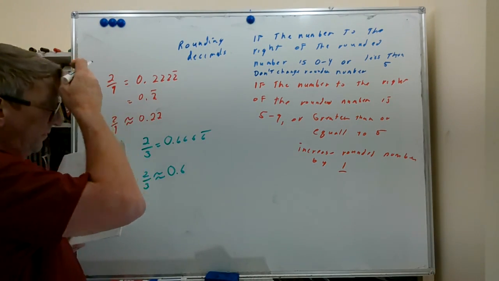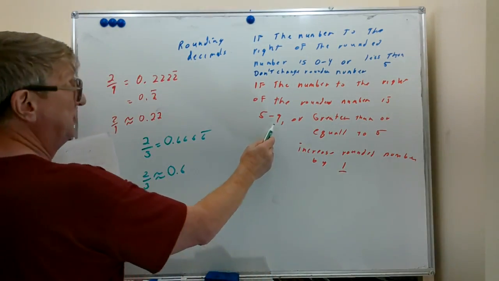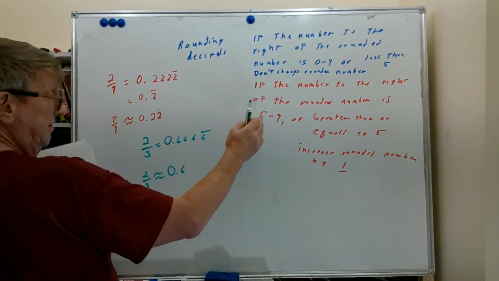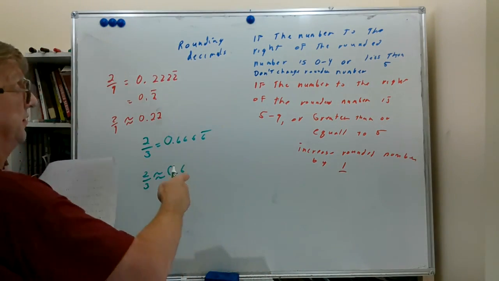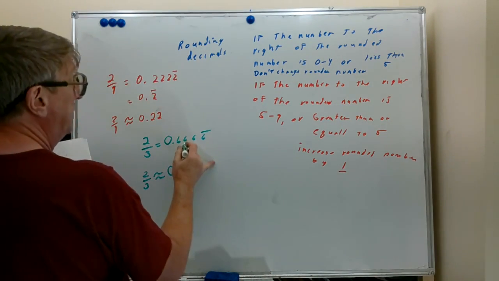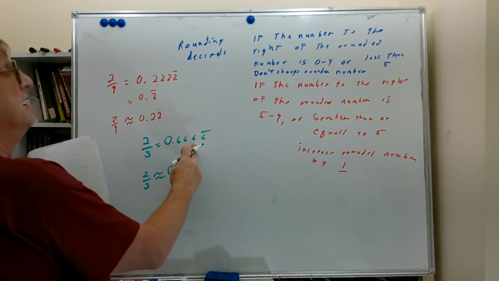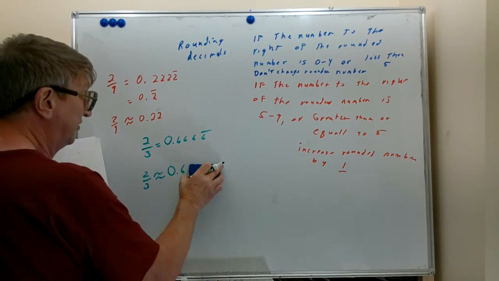It's a 6. If the number to the right of the rounded number is 5 through 9, or greater or equal to 5, well 6 is 5 through 9, then we increase the rounded number by 1, or we round up. So we increase the 6 to a 7 because we had a number here that was greater than or equal to 5, which happened to be 6.